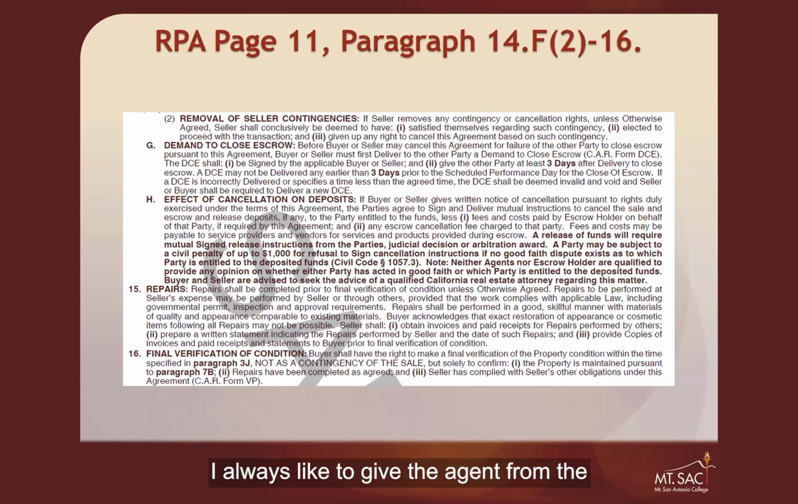I always like to give the agent on the other side a heads up that it's coming over. For reasons unknown to me, they get their nose bent out of shape if they get a notice to perform, even though the buyer is supposed to release their contingencies without being asked. We know they don't unless you ask them, but I always let them know what's coming over. Okay, so you've resolved that. The buyer has released their contingencies, all right?